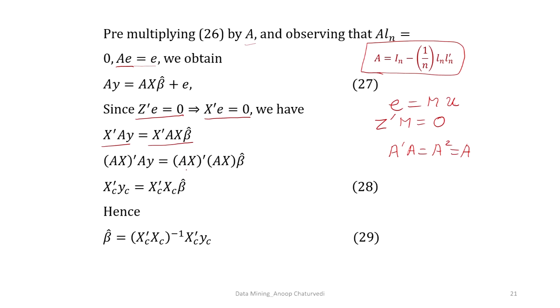And then you can write the right hand side in the form X transpose X beta hat. Now, this is equal to X C. So, you get X C transpose Y C equal to X C transpose X C beta hat, or beta hat is equal to X C transpose X C inverse X C transpose Y C.